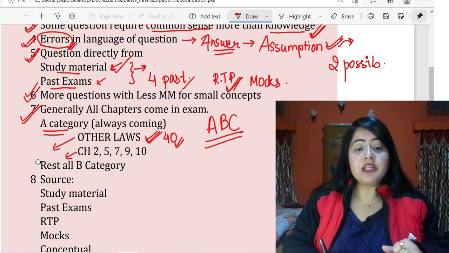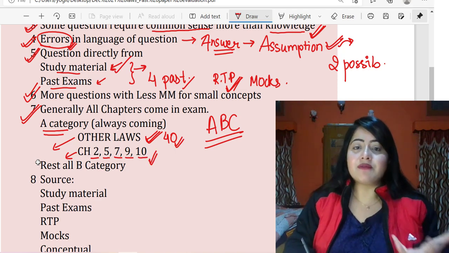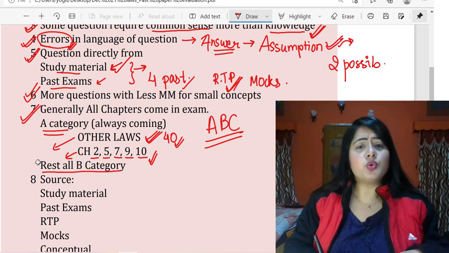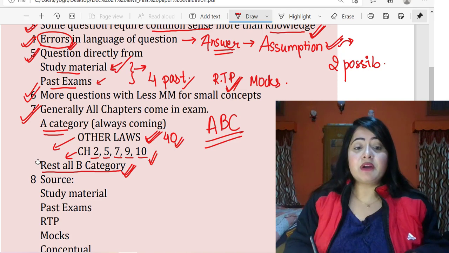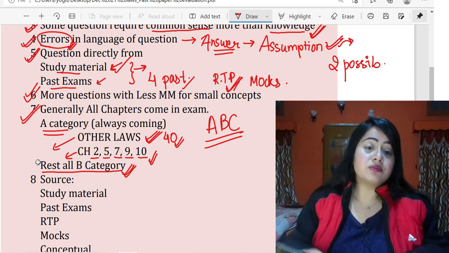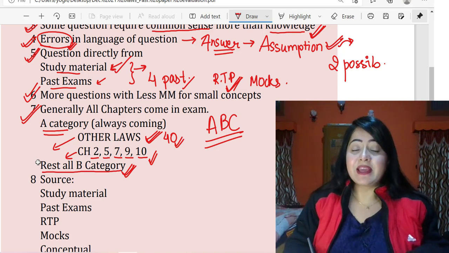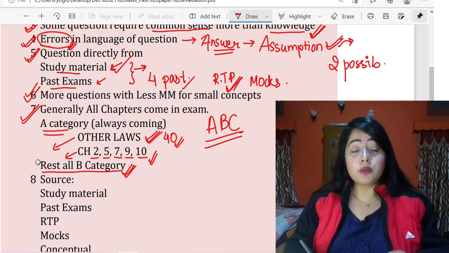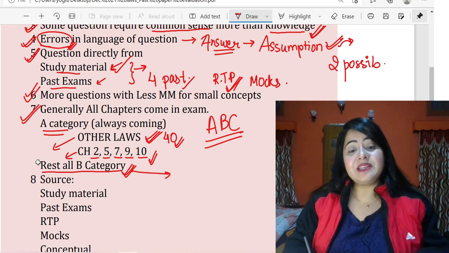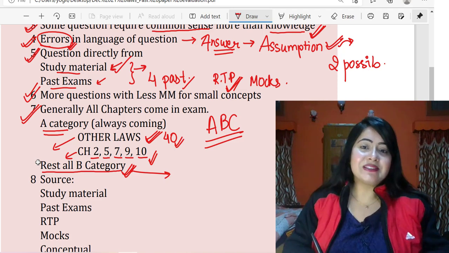Now when we talk about company law, chapter 2, 5, 7, 9, 10 are the chapters that definitely come every single attempt. Apart from that, all the other chapters also most likely come in every single attempt. So we'll put all the other chapters in B category, but for A category, definitely try to focus more on chapter 2, 5, 7, 9, and 10. Now this does not mean that you don't pay attention to all the other chapters. According to me, try to do 100% syllabus, because any chapter can come in your examination.